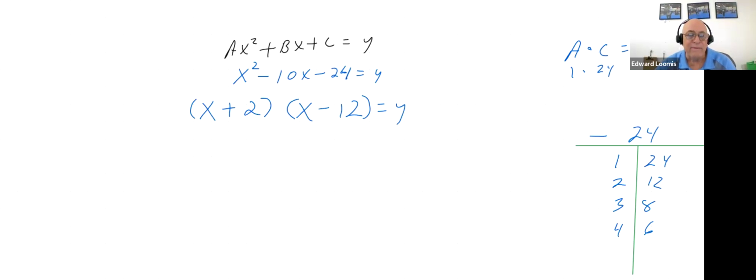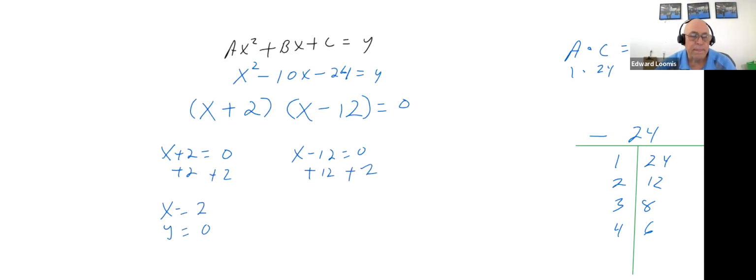So let's find the value of x. X plus 2. Remember, I want to know what x is when y is 0. So x plus 2 is 0. X minus 12 is 0. I'm going to add 2 to both sides. So x is 2 when my y is 0. X minus 12 is 0. So I'm going to add 12 to both sides.